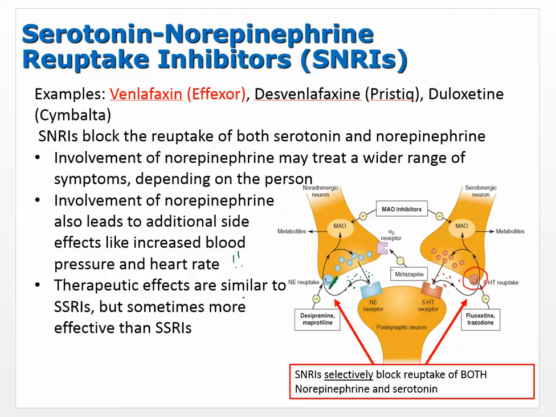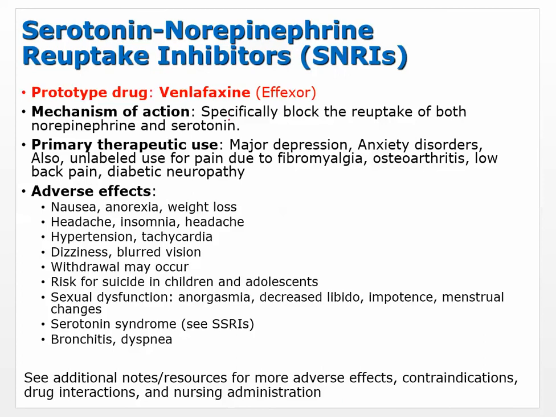Therapeutic effects are similar to SSRIs, but sometimes they're more effective. It really, again, depends on the person. The prototype drug is venlafaxine, Effexor. Mechanism: it specifically blocks reuptake of norepinephrine and serotonin. Primary therapeutic use is major depression and a range of anxiety disorders, but it also has an unlabeled use. In some SNRIs this is actually labeled, but not in the case of venlafaxine. Unlabeled use for pain due to fibromyalgia, osteoarthritis, low back pain, diabetic neuropathy. So that's something else to keep in the back of your mind.